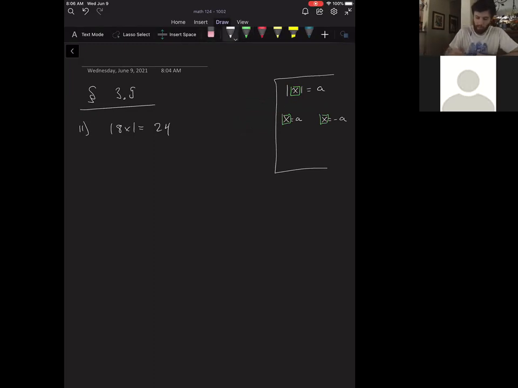So if we take that idea and put it over to number 11, what we have is 8x is going to be equal to 24, and 8x is going to be equal to minus 24. So you see that green box is just this 8x now. So 8x is going to be 24, and it also has to be minus 24. So if we solve that, on the left-hand side, just divide the 8 over, we get x is equal to 3. Divide the 8 over on the right, we get x is equal to minus 3. So we get two answers.